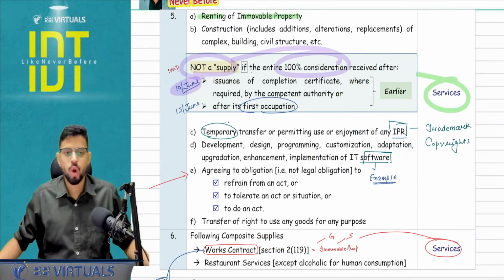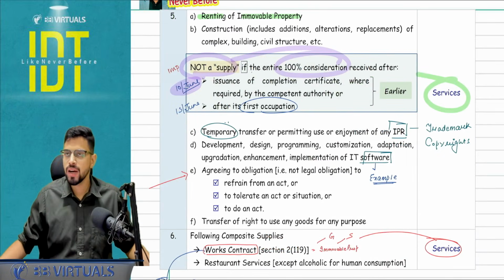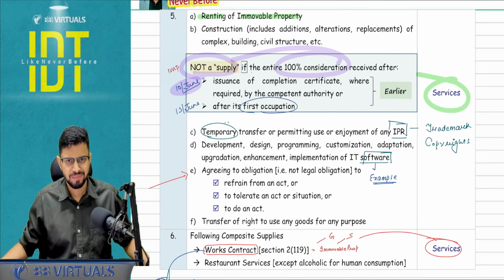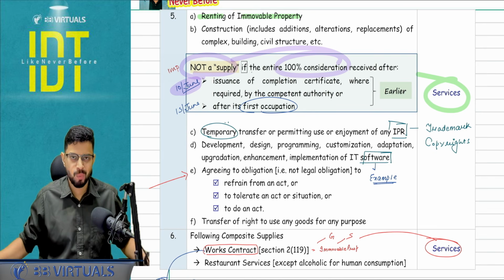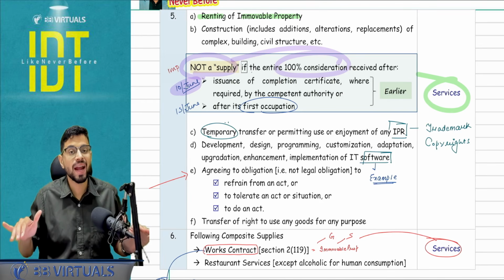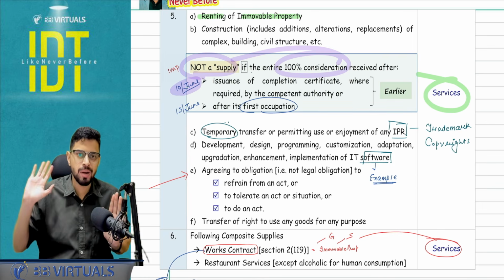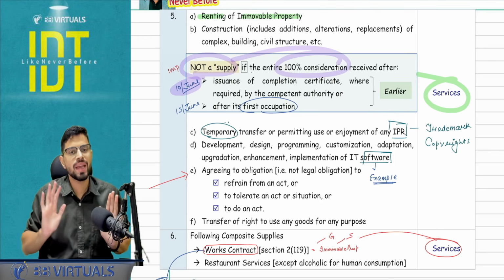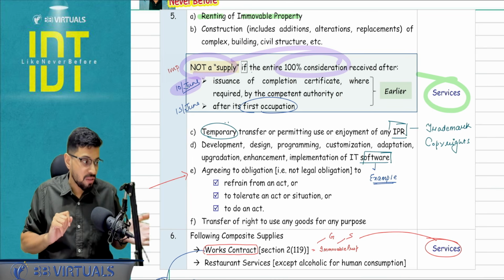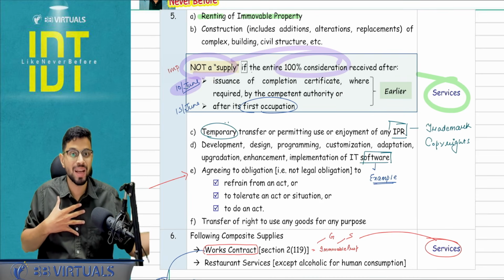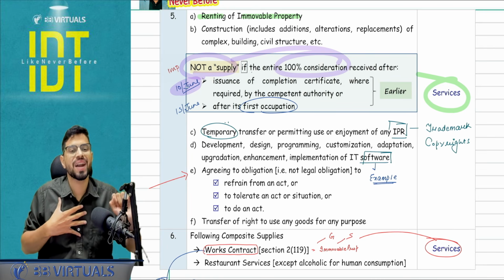A construction contract is kind of a works contract only, and both are services. But what happens when a builder is building a property? He's not entering into a contract to make the building for you. He is making the building on his own as part of business. You are just going and buying a flat that he is building as per his specifications. But when I get a building constructed as per my specifications and I'm giving a contract to a contractor known as a thekedar, he is giving me a works contract service.